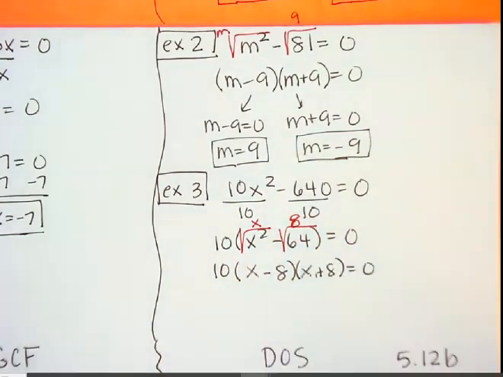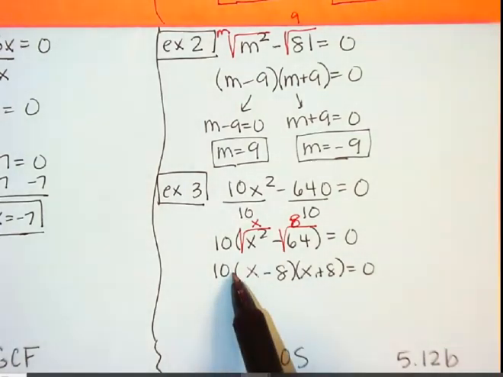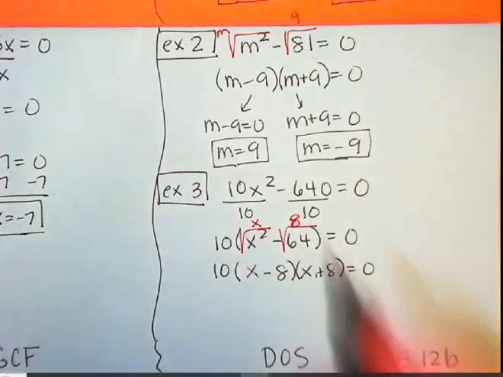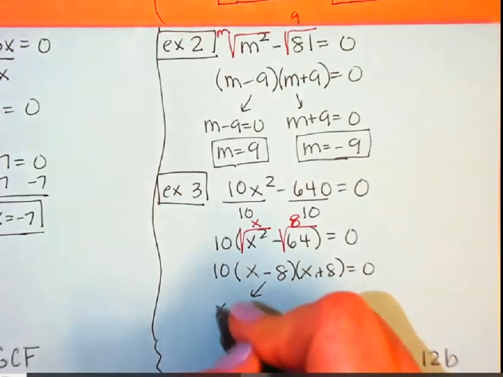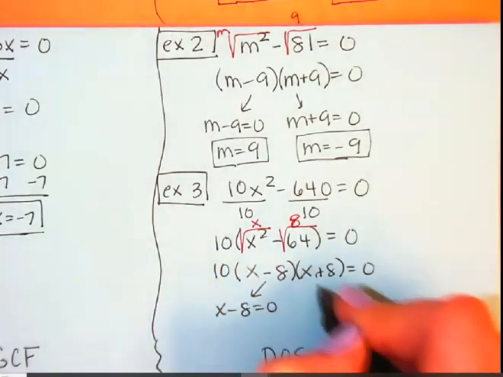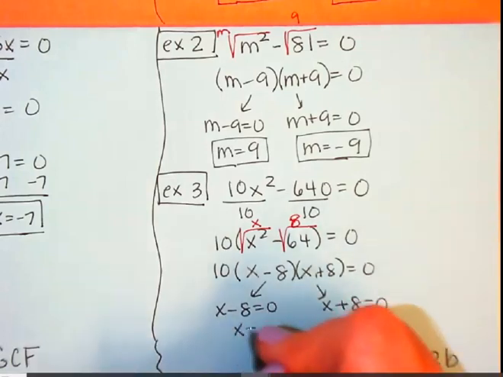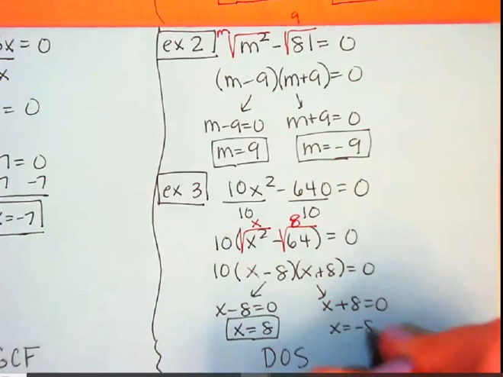The 10 on front does not have an x on it, so we do not have to set it equal to 0 because it doesn't represent a solution. If this 10 had an x, then just like our worksheet yesterday, we would have 10x equals 0. But it doesn't, so just ignore it. What you are going to do is x minus 8 equal to 0, and x plus 8 equals 0. And that's going to give me positive 8 for a solution and negative 8.